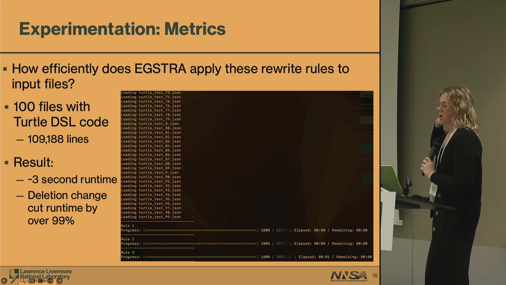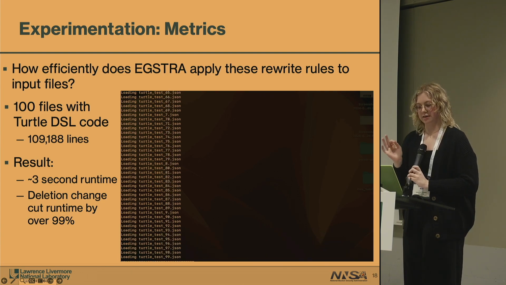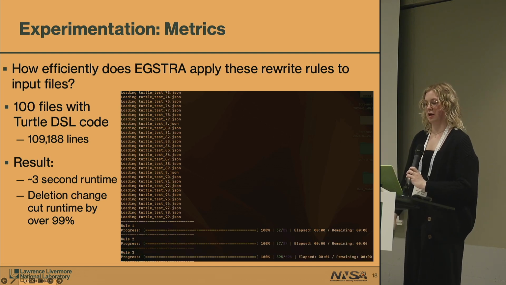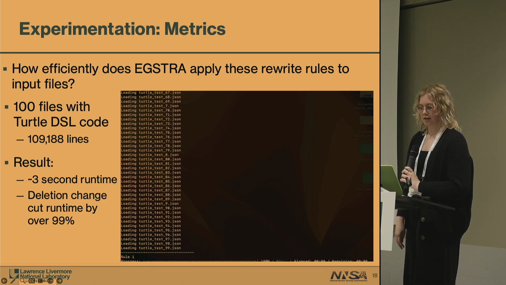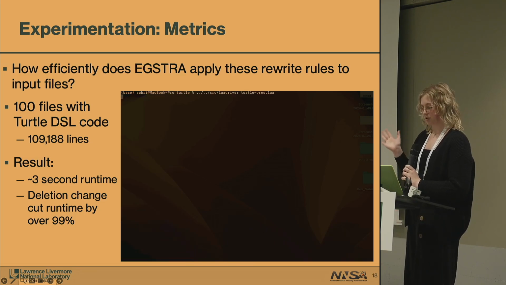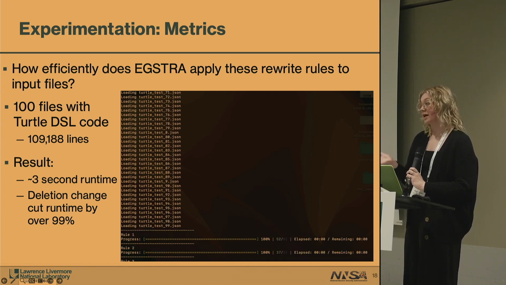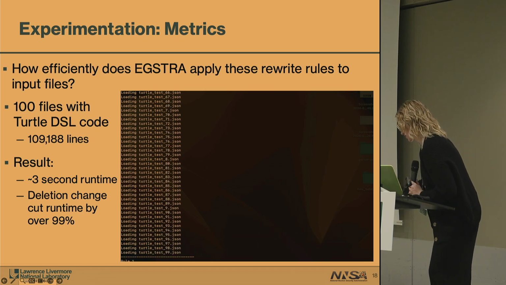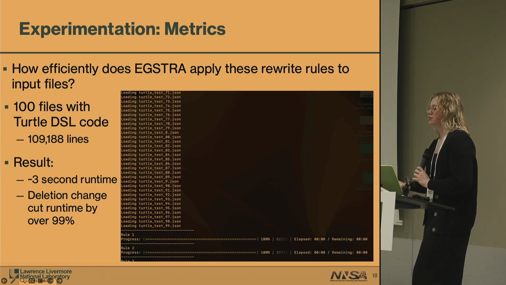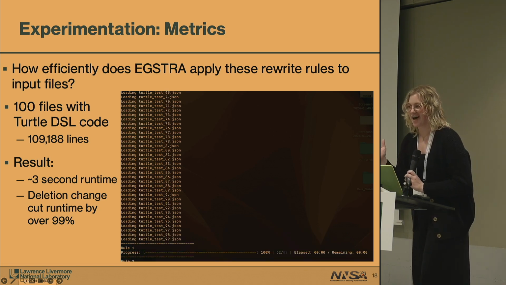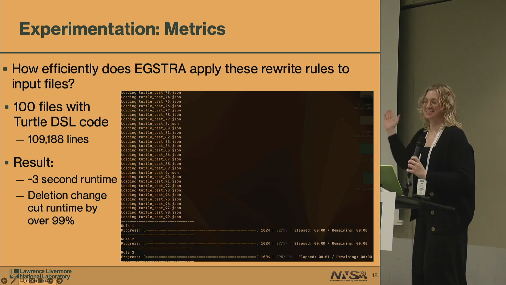So of course, after all of these changes, we wanted to know how efficiently EGSTRA applied these rewrite rules to the input files in our DSL. So we gave it 100 files with about 110,000 lines of code total with that turtle DSL code. And we found that the runtime was about 3 seconds, which is pretty good. And that change in the deletion algorithm, it cut our runtime by over 99%. So to give an idea of what this means, we had another experiment that had several million lines of code, and it took about 2.5 hours to apply like 3 rewrite rules, which is very bad. And after this deletion change, it took 20 seconds, which is much better.